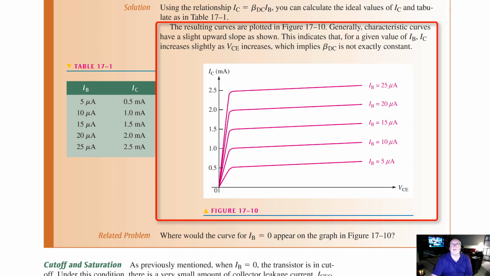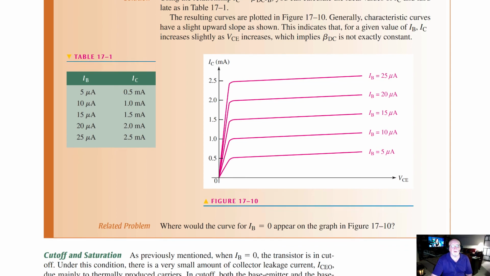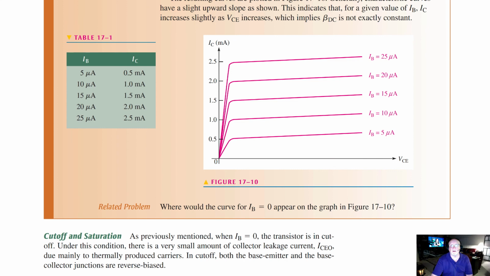This indicates that for a given value of I sub B, I sub C increases slightly as VCE increases, which implies that beta DC is not exactly constant. Okay, so that's the family of curves. When we come back, we'll take a look at saturation and cutoff.